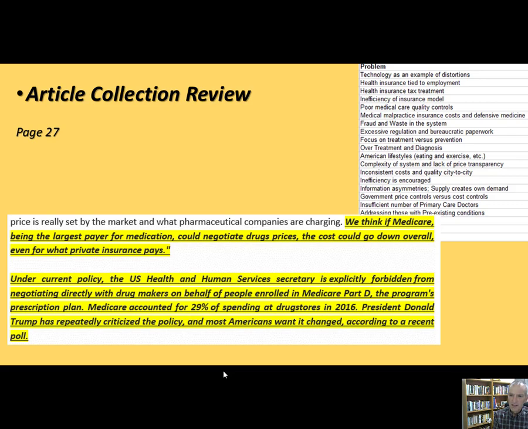Under current policy, the U.S. Health and Human Services Secretary is explicitly forbidden, can you believe that, from negotiating directly with drug makers on behalf of people in Medicare, the program's prescription plan, Part D. Medicare accounted for 29% of spending at drugstores. President Trump has repeatedly criticized the policy, and most Americans want it changed. But why isn't it? We're going to see this later when we look at this book on healthcare. The healthcare system donates a tremendous amount of money to politicians. And so here you've got this regulatory framework that prevents just efficiency.